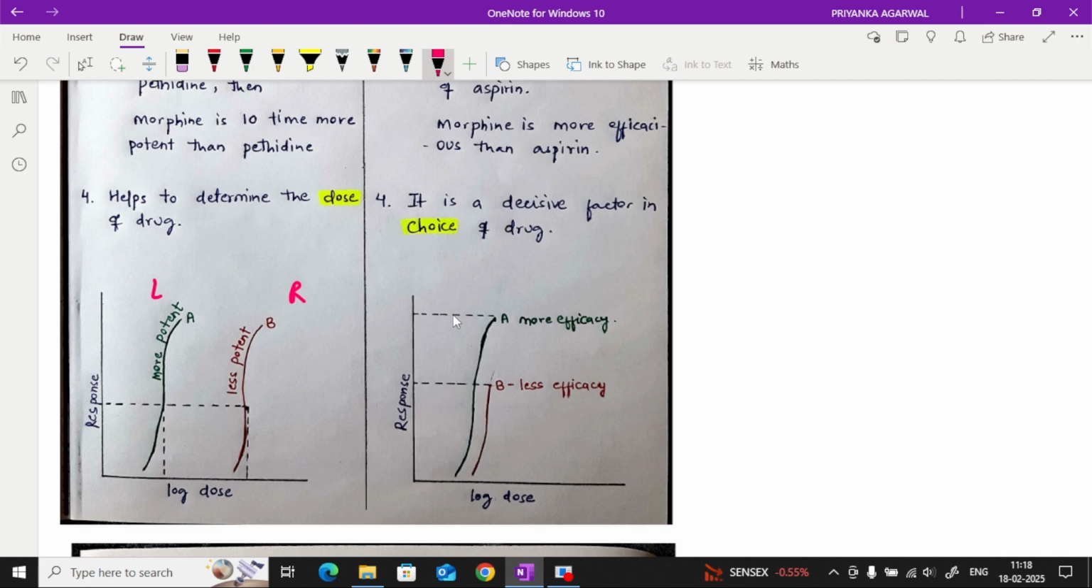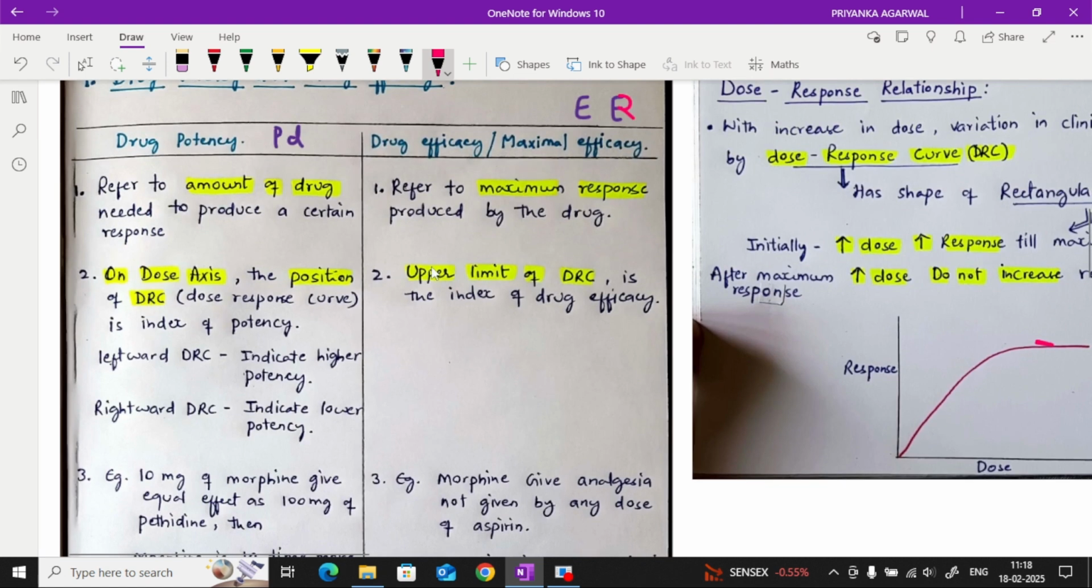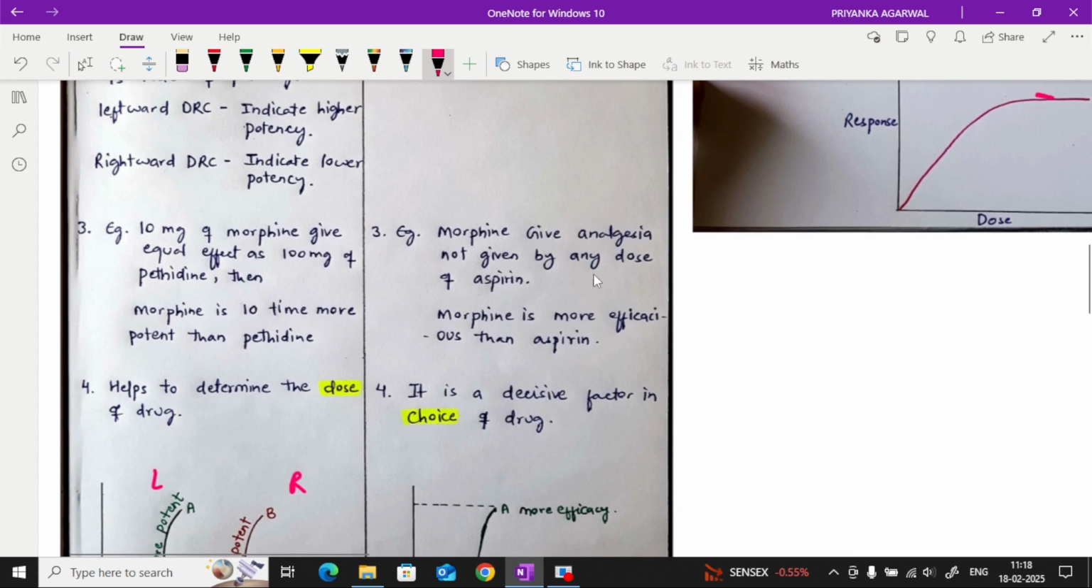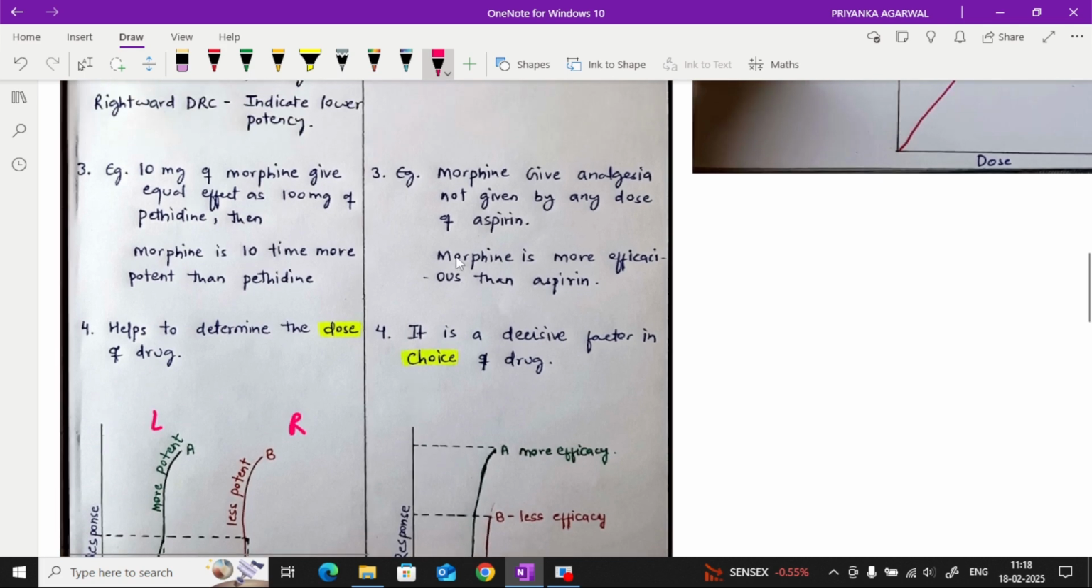Okay, so this is a more efficacious drug than this. Understood? So the upper limit of the DRC is the index of drug efficacy. Coming to an example here, morphine gives analgesia not given by any dose of aspirin. So you take any dose of aspirin, it will not give this much of a response. So which drug is more efficacious here?